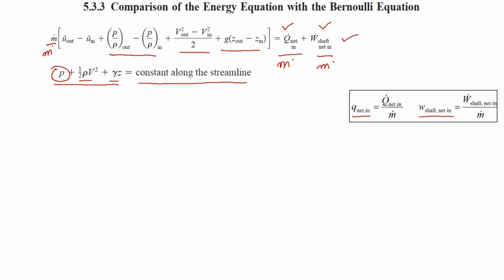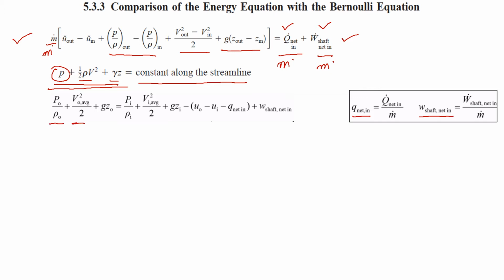So let's write this energy equation just in terms of these and equate it. This is how my energy equation will look if I write it in terms of the terms represented in the Bernoulli equation. These are my pressure terms, the velocity term, the potential energy at the outlet, and the same terms at the inlet. And these two terms are the change in the internal energy at the outlet and the inlet.